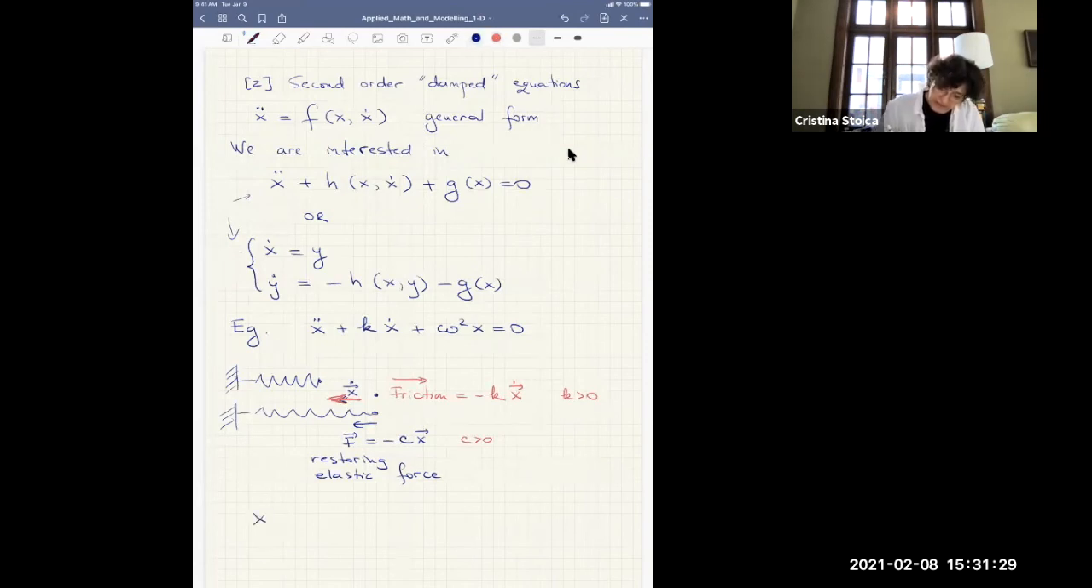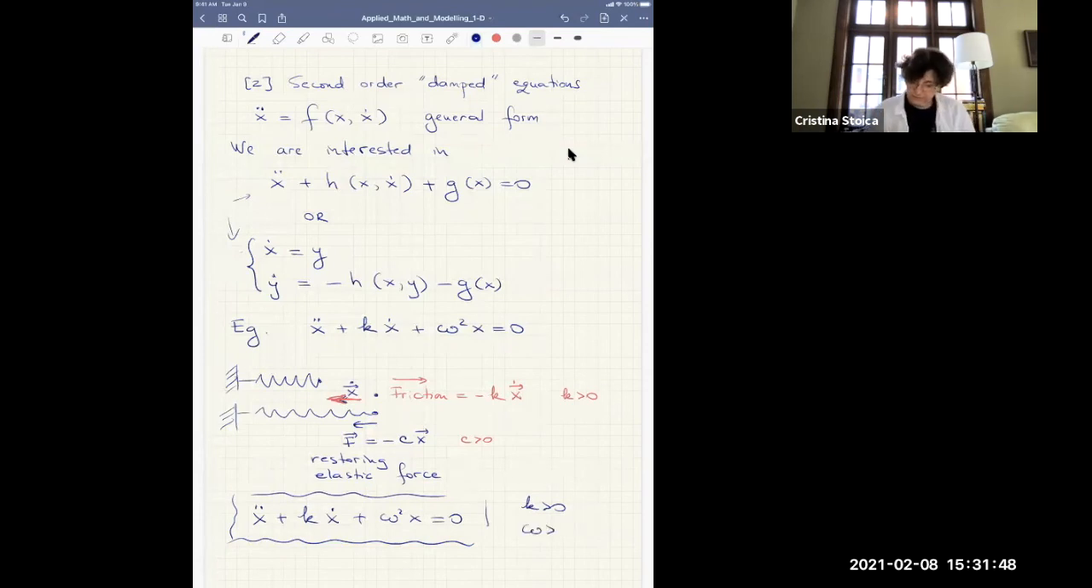This is something that the guys in physics probably do, or they should do it properly, the full discussion. I'm going to take omega positive. So if there is no damping, we hit the harmonic oscillator.